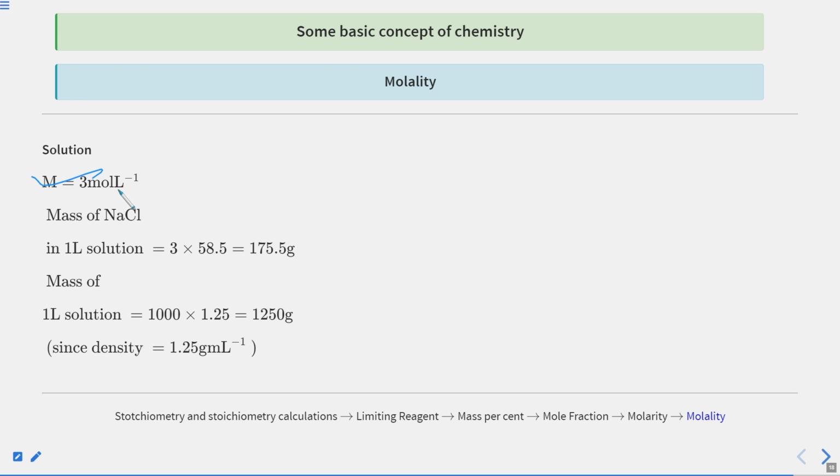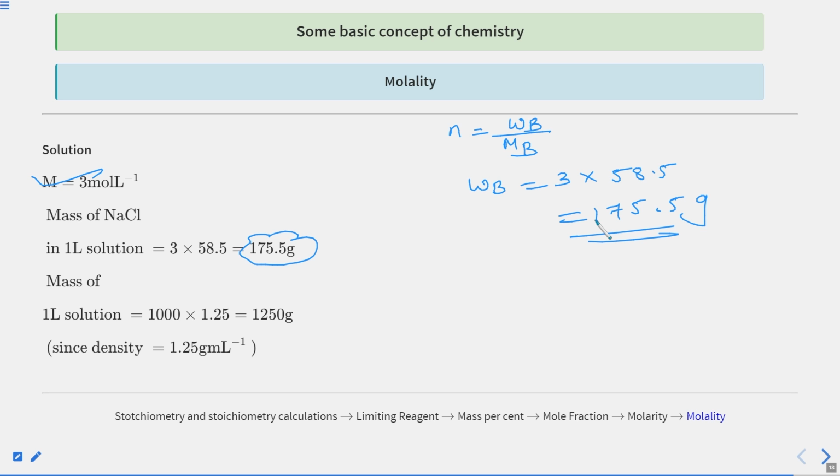Let's see the solution. Molarity is given to you 3 mole per liter. Mass of NaCl in 1 liter of solution is 175.5 gram because 3 moles are present. So mass of NaCl, how can you calculate? That is 3 into 58.5. This is the given mass. Again I am repeating, given mass of solute, how can we calculate? Because number of moles is equal to given mass by molar mass of solute, right? So WB is equal to n, which is given 3 moles, into molar mass of solute equal to 58.5. It comes out to be 175.5 gram. Given mass is present.